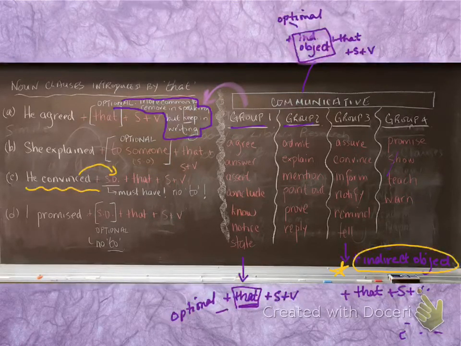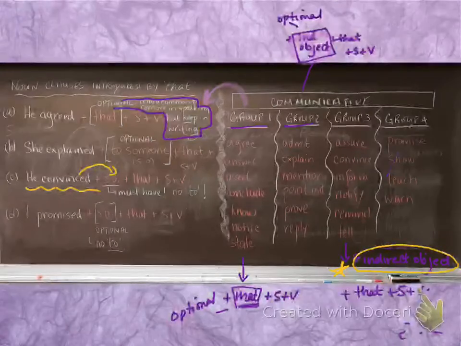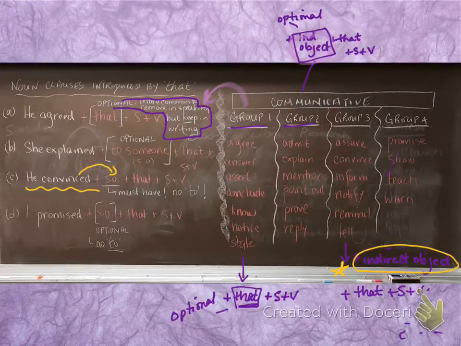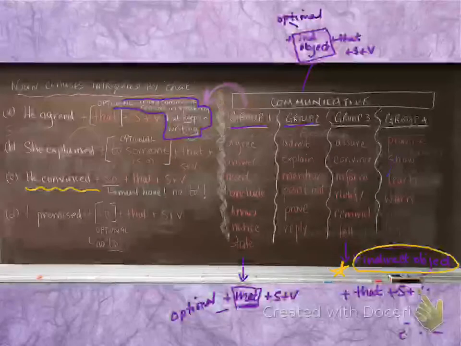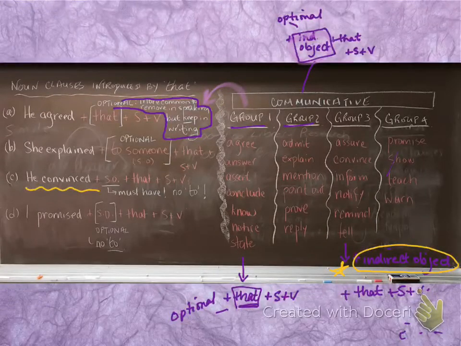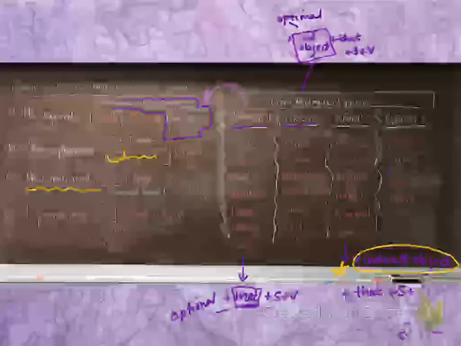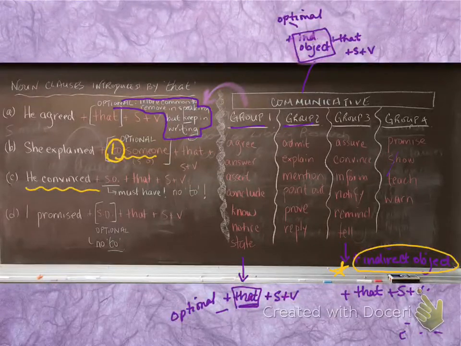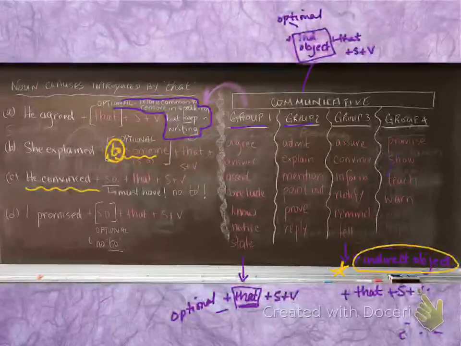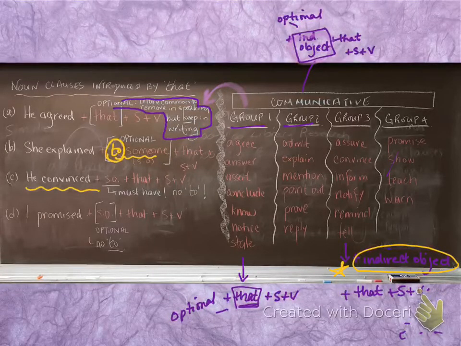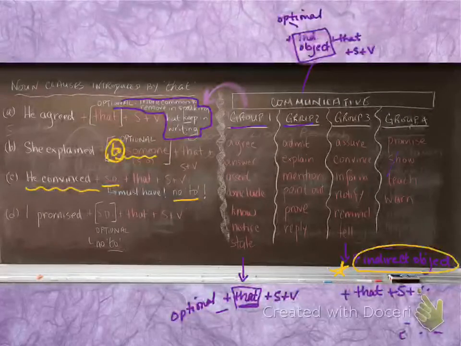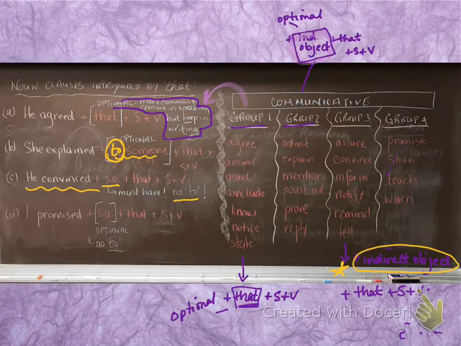One of the things I think I forgot to mention up here is, I need my eraser back. There we go. In this one up here, remember that if you're going to use the indirect object here, you have to use this word to. Okay, that's really important. Down here, you must use someone, but there is no to. So we don't say, he convinced to the teacher. Okay, that would be incorrect.